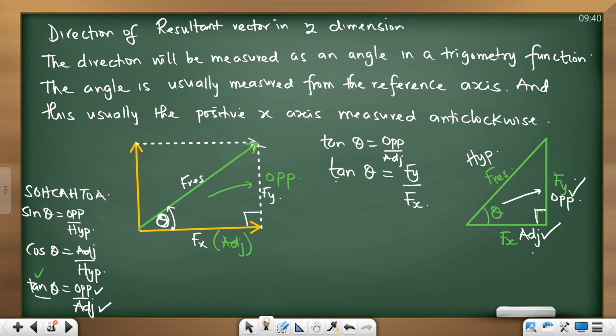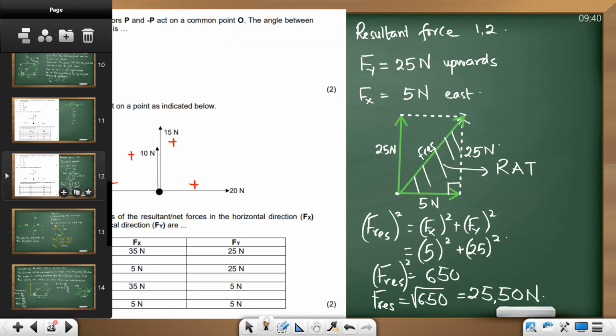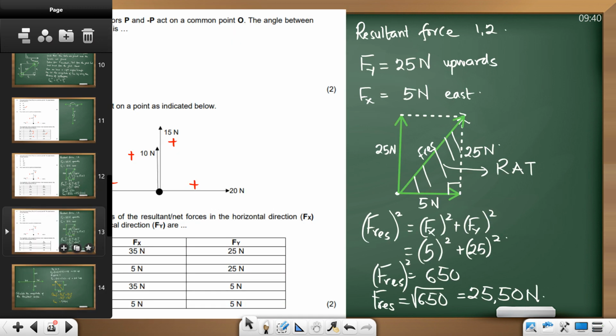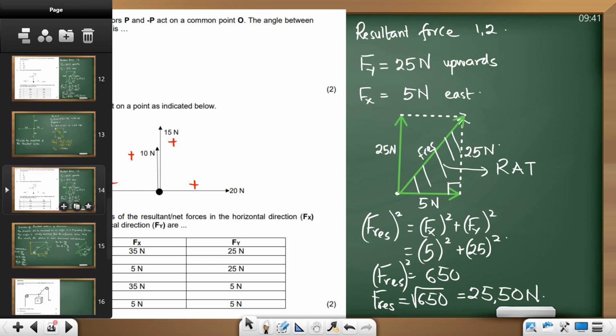Let's try our first question that we did earlier on. Do you remember the question we did earlier on? Let's try this now. Now let's go complete it and find the angle.